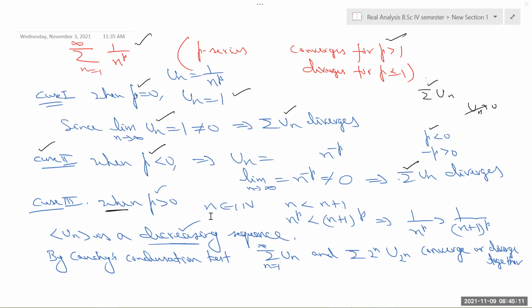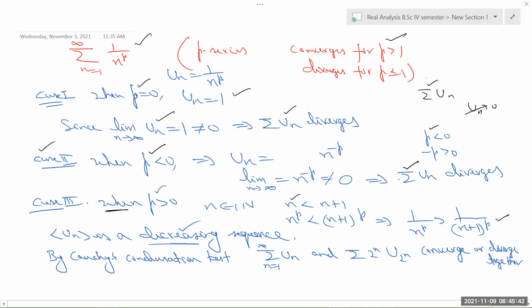So now, let us discuss the third case when P is greater than 0. Whether the given series, the summation of 1 by n to the power P, is convergent or not. Now look here, obviously n will be less than n plus 1 because n is a natural number. So n to the power P, because P is greater than 0, the same relation will hold here. n to the power P will be less than n plus 1 to the power P. So I can say that 1 by n to the power P is greater than 1 by n plus 1 to the power P.